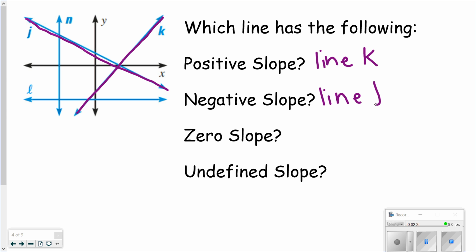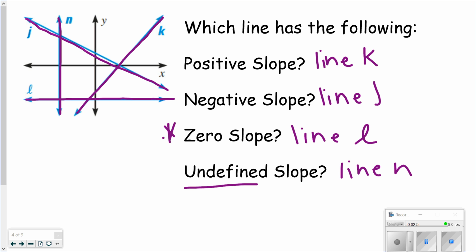A zero slope. A zero slope would be line L, which means it's not increasing or decreasing, it's staying the same. And an undefined slope, that means that slope does not exist, would be line N. These are the ones that I would definitely make sure you have in your notes because these are the uncommon ones. We don't see them very often. Positive and negative, you should be very familiar with.